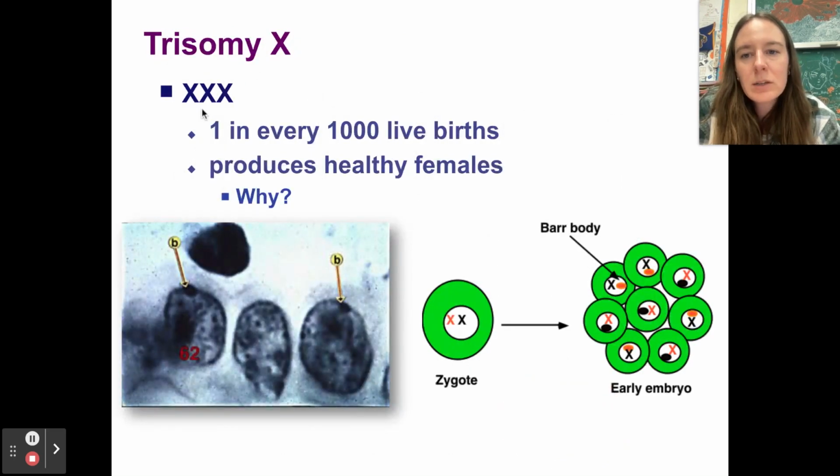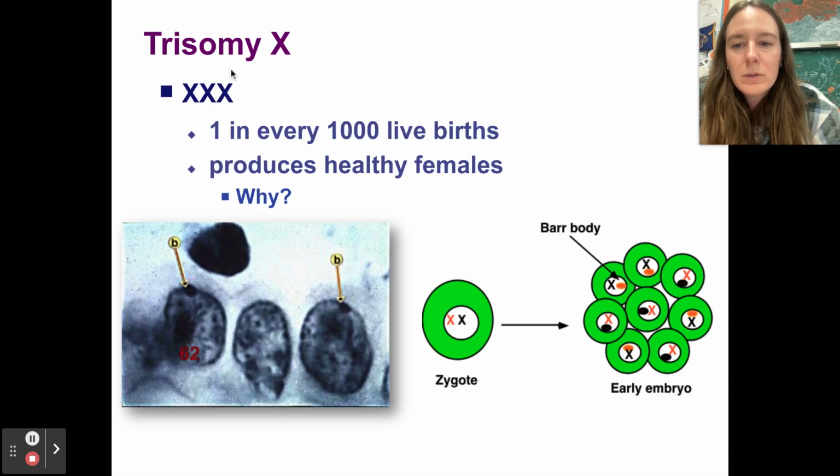Or trisomy X, so 3 X chromosomes, 1 out of every 1,000 live births, and produces healthy females. Why is that? Well, it's because some of the X chromosomes are inactivated. So because of that, it's not really going to affect the offspring at all. So if you see here, here's your zygote, and you have 1 X and 2 X's. One of the X's is going to be inactivated anyway, so it's not going to be a big deal.